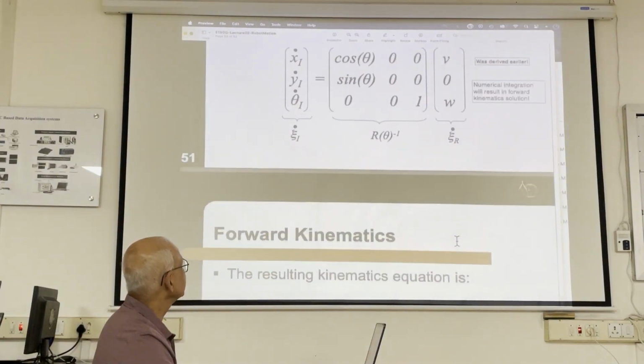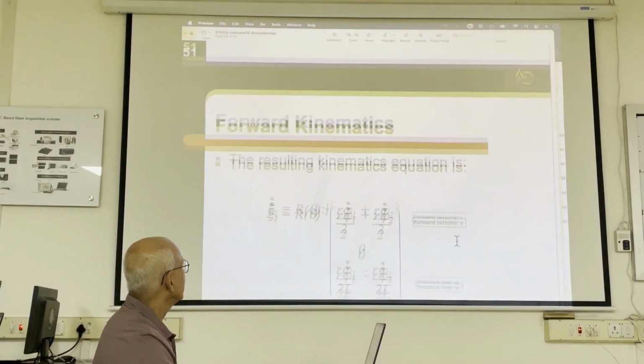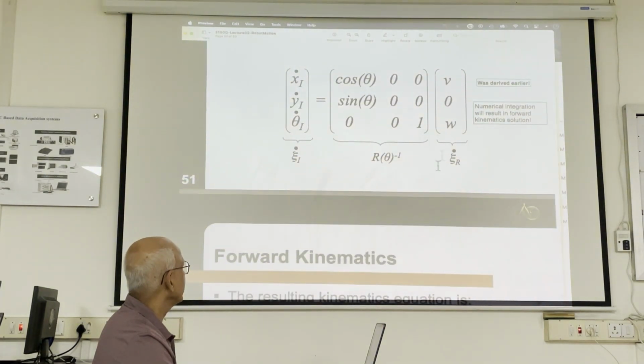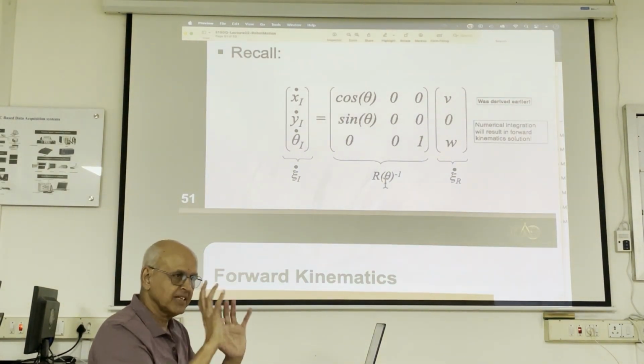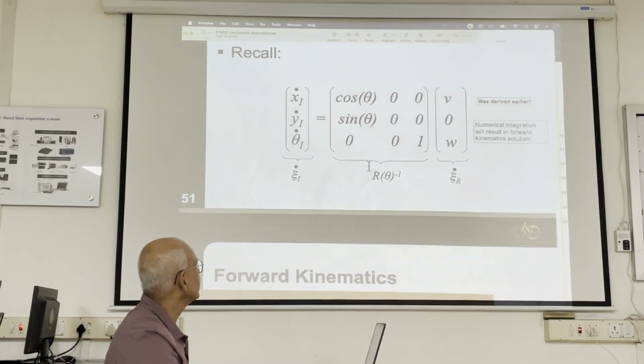And then he says, why not take this V and omega. Now by the way, this is your R theta inverse, if you wondered. Remember that transformation matrix? This is it, all of this.